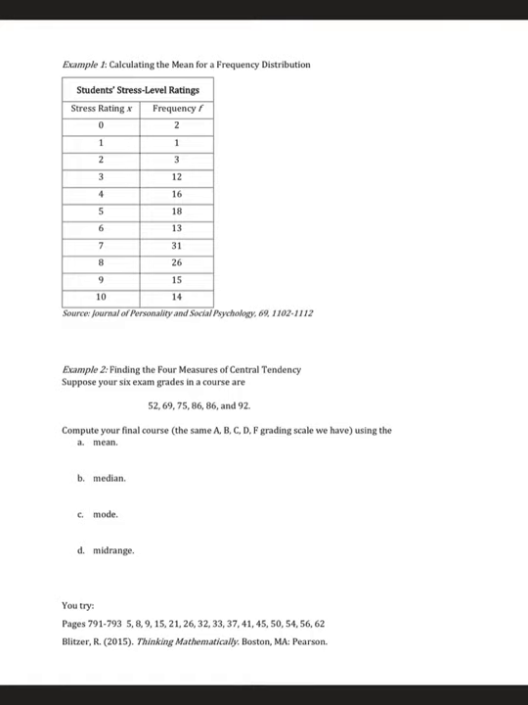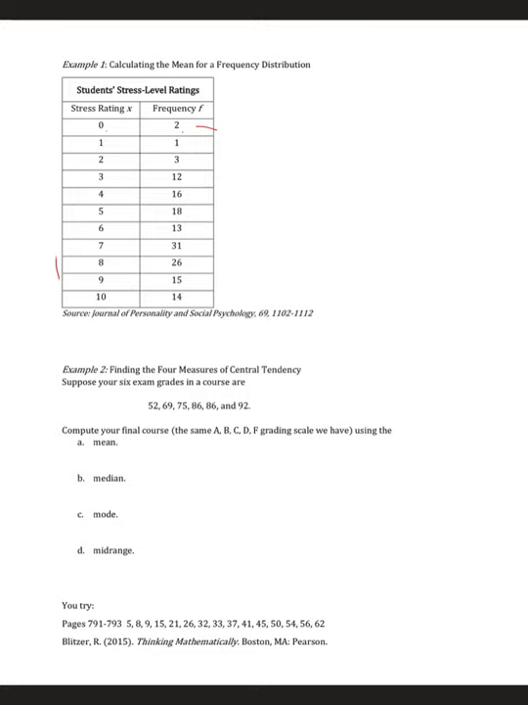So the one we have here is calculating the mean for a frequency distribution. Now, these are what we looked at in 12.1, the frequency distribution. Remember, the numbers here in the left-hand column are going to be the different ratings, in this case, stress ratings. The frequency, the numbers here on the right, are how many people answered with that particular rating. So for example, 2 people said they had a stress rating of 0 and so forth. So that's what those represent.